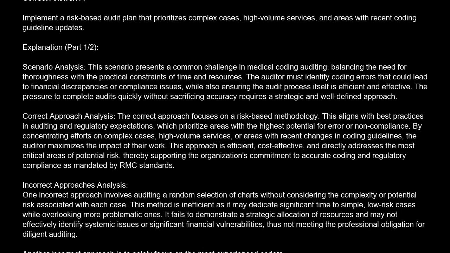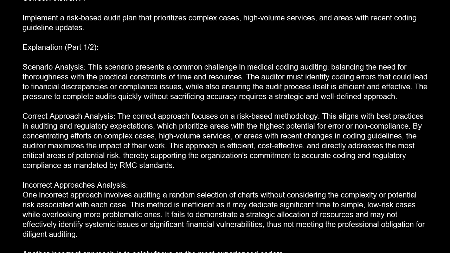Implement a risk-based audit plan that prioritizes complex cases, high-volume services, and areas with recent coding guideline updates. Explanation. Scenario analysis. This scenario presents a common challenge in medical coding auditing, balancing the need for thoroughness with the practical constraints of time and resources. The auditor must identify coding errors that could lead to financial discrepancies or compliance issues, while also ensuring the audit process itself is efficient and effective. The pressure to complete audits quickly without sacrificing accuracy requires a strategic and well-defined approach.